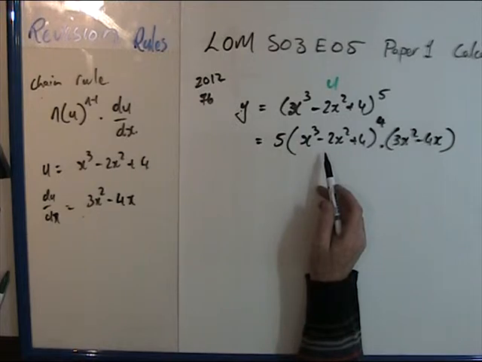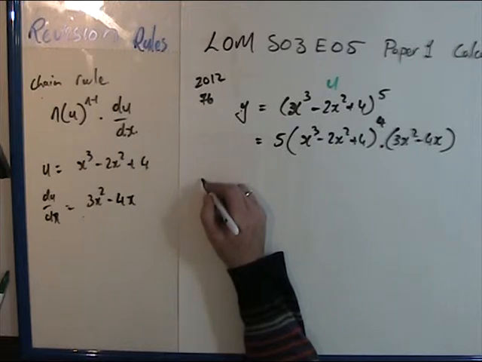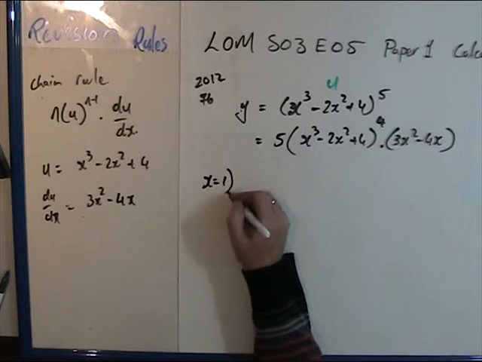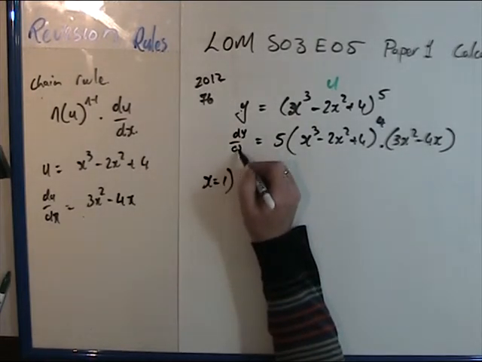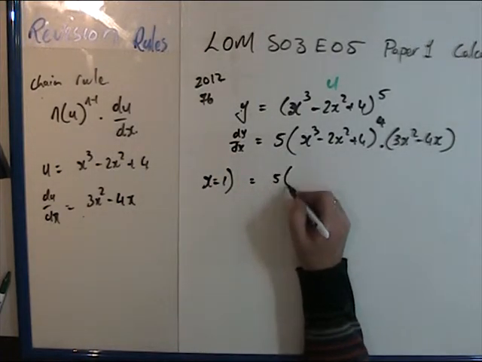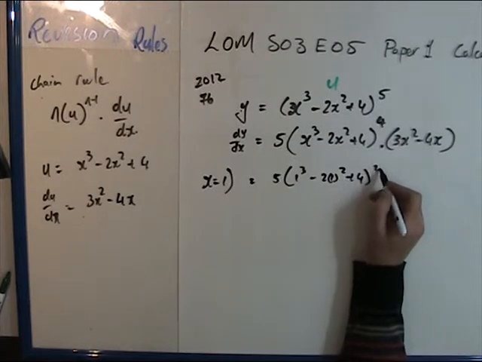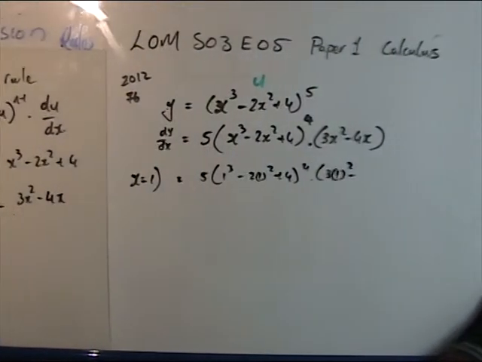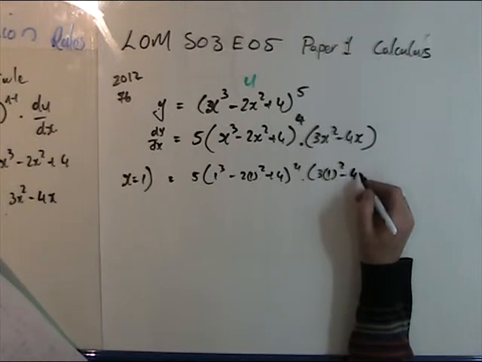Now it says find when the slope is equal to 1. Find when x is equal to 1. So you know that dy dx is the slope of this. So you put in 1, so you put in 5 times 1 cubed minus 2 times 1 squared plus 4, to the power of 4, times 3 times 1 squared, minus 4 times 1.